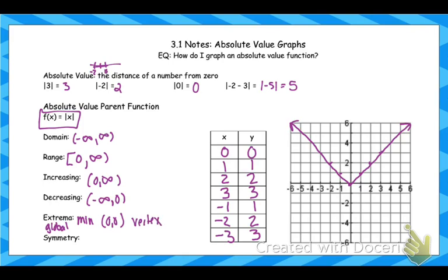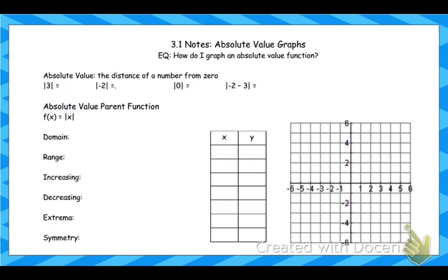The other vocab we haven't talked about a lot so far is symmetry. So symmetry, you saw this on your quadratics in Algebra 1, we talked about the axis of symmetry. Well, the absolute value graph has symmetry as well, and the parent function specifically has symmetry on the y-axis. Now, this is going to mean something later on this year, which means that this function is called an even function because it has that y-axis symmetry.